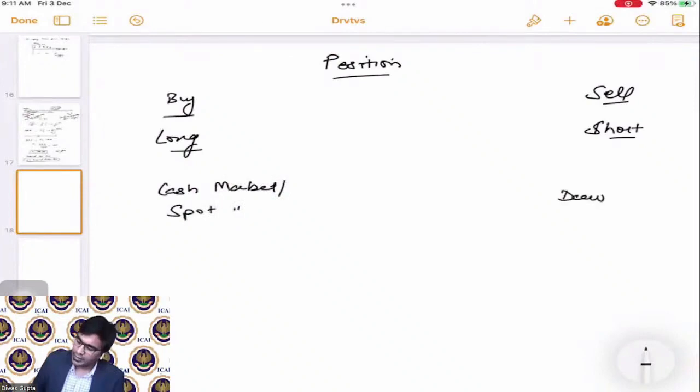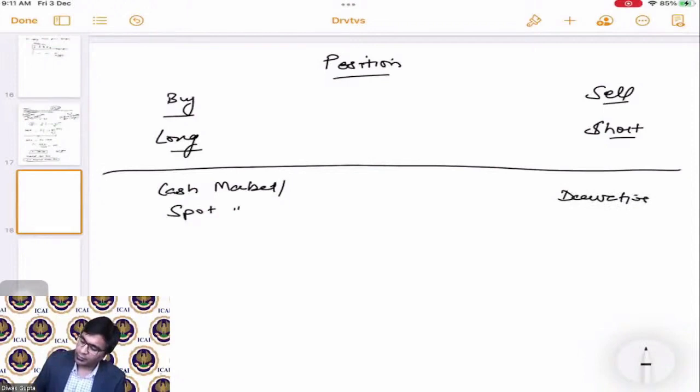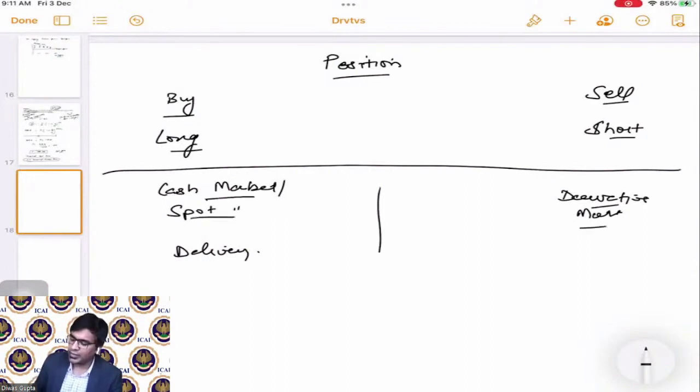Here we have studied the derivatives market. Both of them work in a different manner. In the spot market, the actual delivery will happen, and in the derivatives market, it is without any actual delivery. This is just a net settlement that will happen here. Simple. Okay, that is what we have already studied.